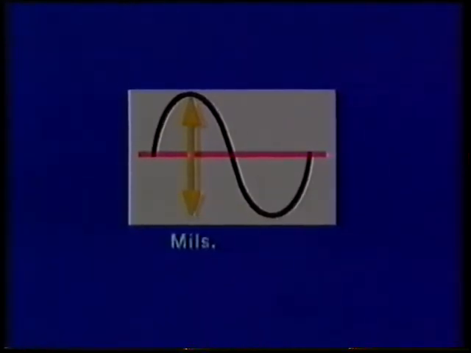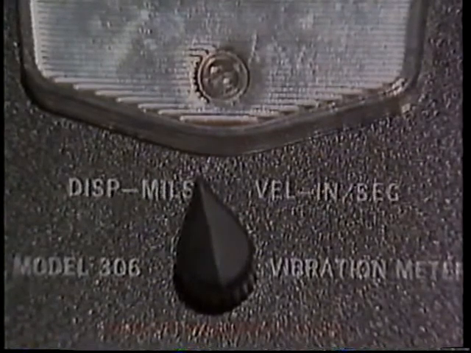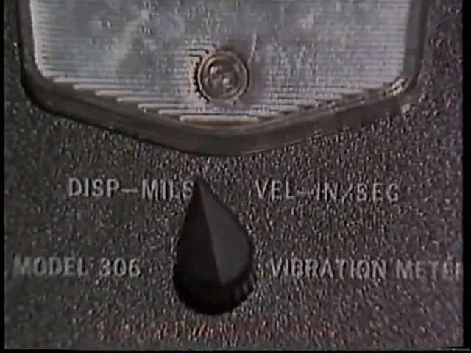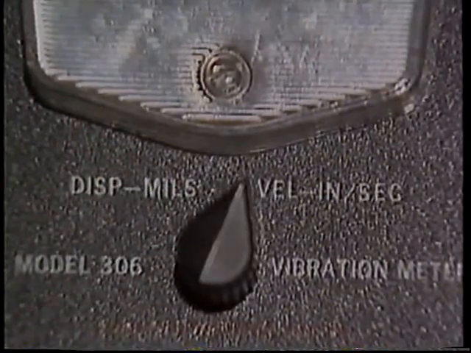This peak-to-peak displacement is measured in mils. 1 mil is 1/1000th of an inch. So displacement, measured in mils, is one way to determine the severity of vibration. The other measure of vibration is velocity.